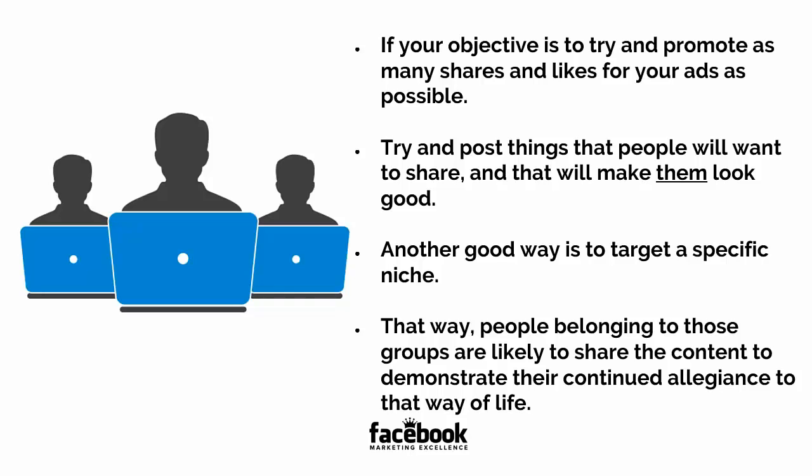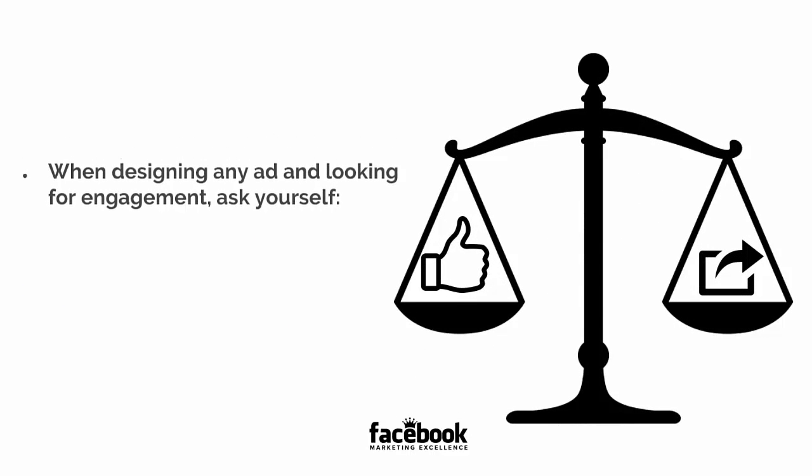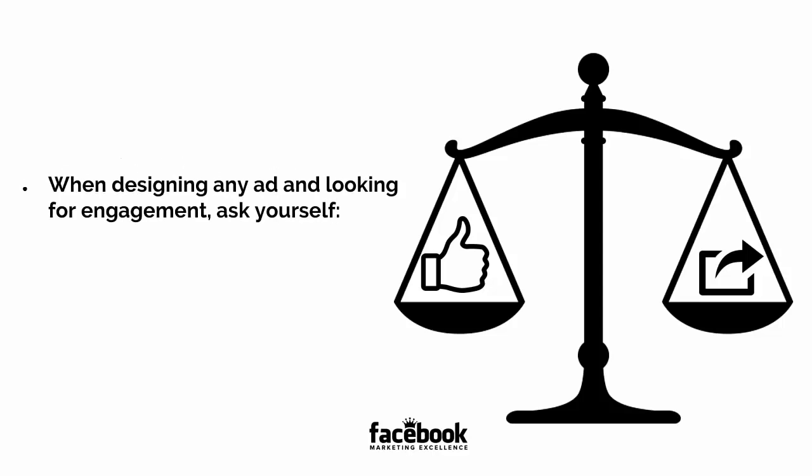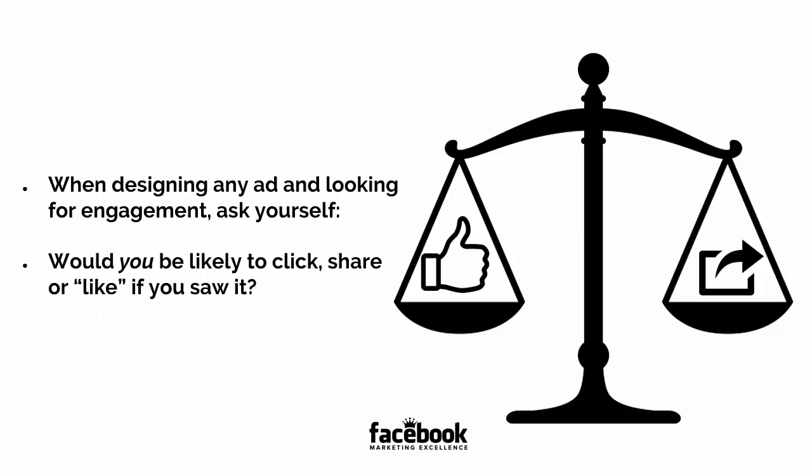Humans are a funny bunch. While we might seem egocentric though, there is one common reason that we share content, and that's because it's a form of communication. Again, this is why it can be effective to write articles that describe a specific type of person, because that way people will want to share the content with their friends who fit that mold. When designing any ad and looking for engagement, ask yourself, would you be likely to click share or like if you saw it?